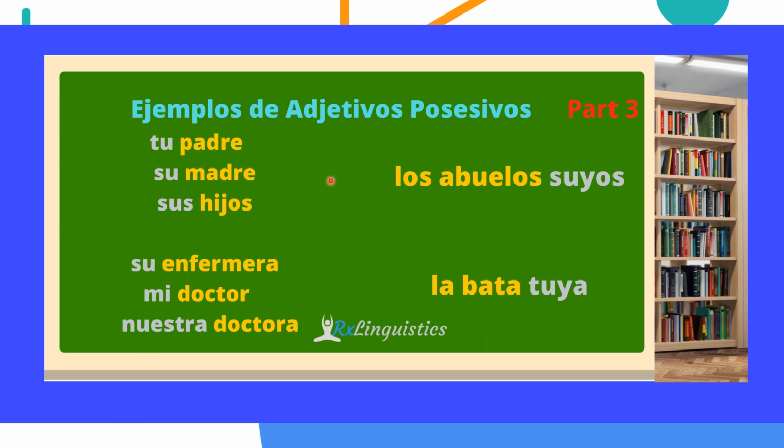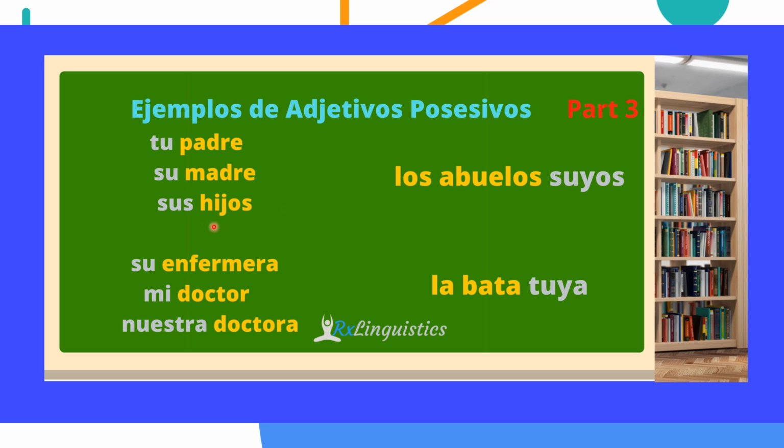Here, tu padre, when you are in a very familiar context. Padre means parent, it also means father. Su madre, madre is mother. Madre is not parent, it's just mother. But padre is both father and parent. In some religious contexts, it's also referred to as a priest. But in this context, we can refer to it as a father or as a parent.